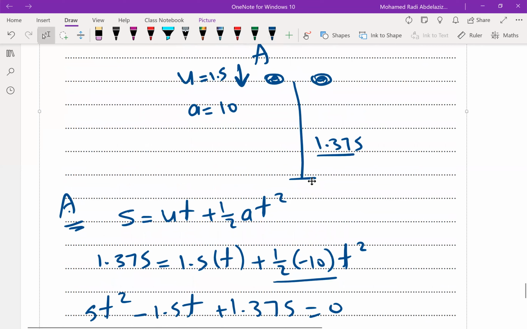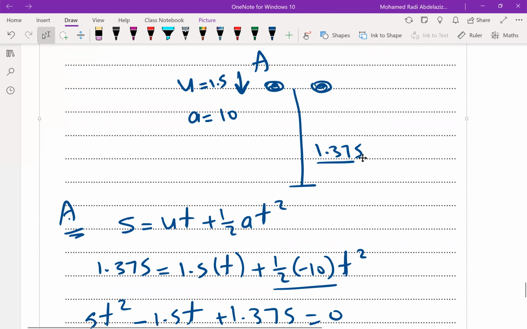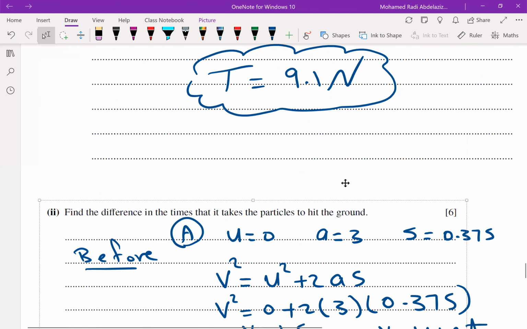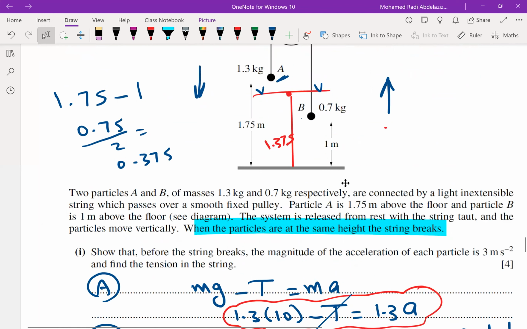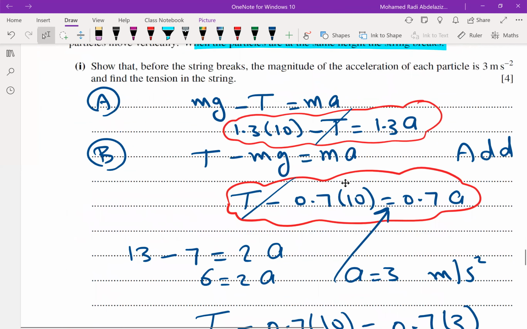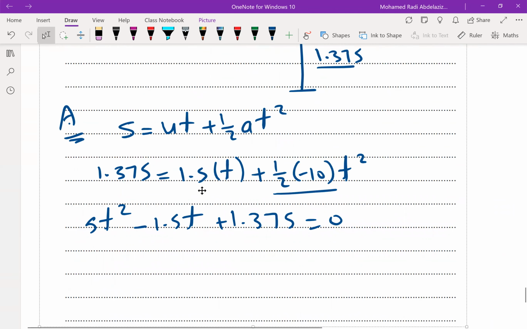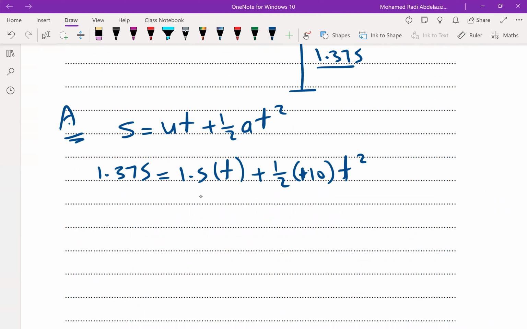I will look at this part again. 1.375 is equal, u is 1.5. Yes, it's my mistake here. Acceleration is 10, so sorry. So this equation will be negative. I will correct this part. It's 5t squared plus 1.5t minus 1.375 is equal to 0.